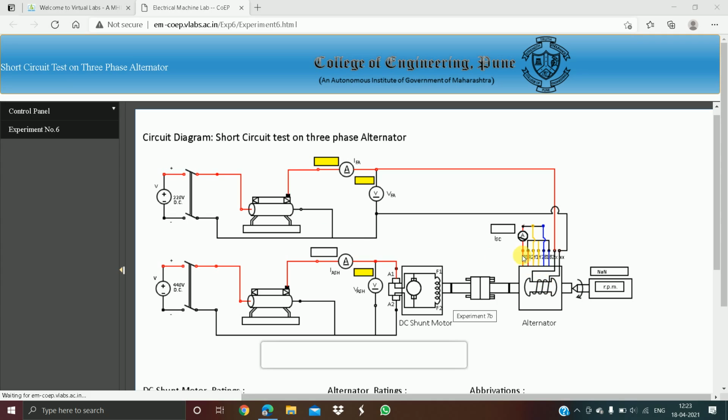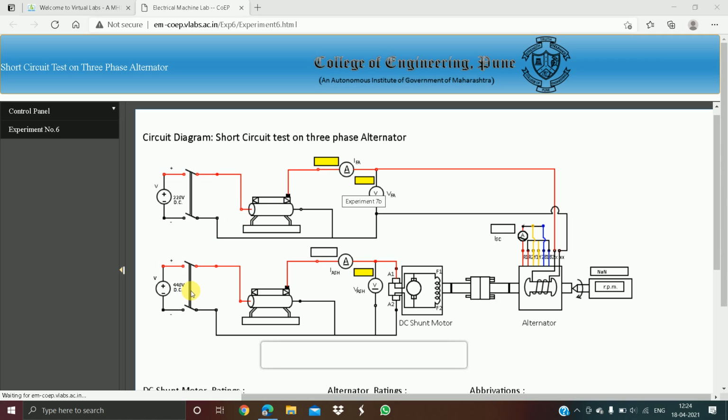And the output of the armature is short circuited, whereas in the open circuit test you saw it is open circuited where no current flows. Here the current flowing will be measured by this experiment. Now let us see the procedure, how it works.